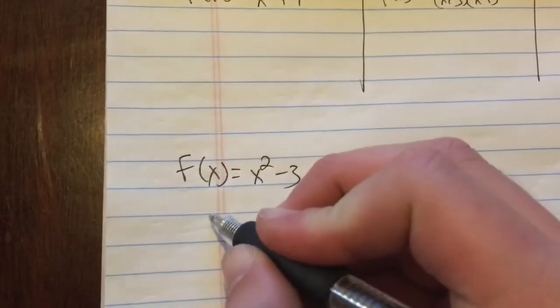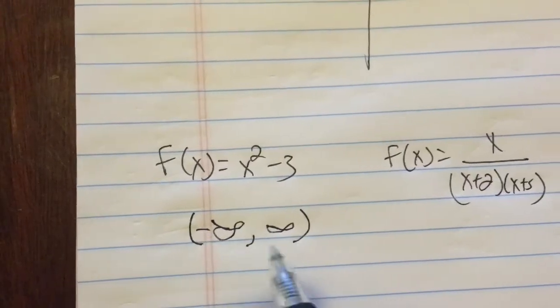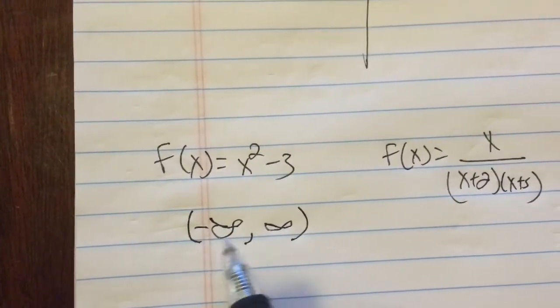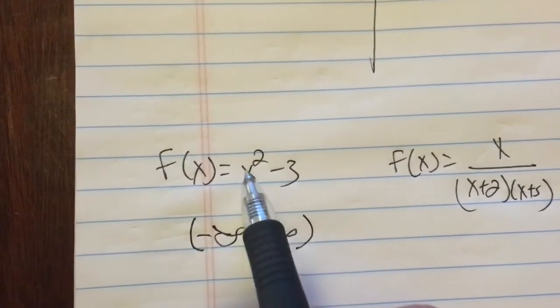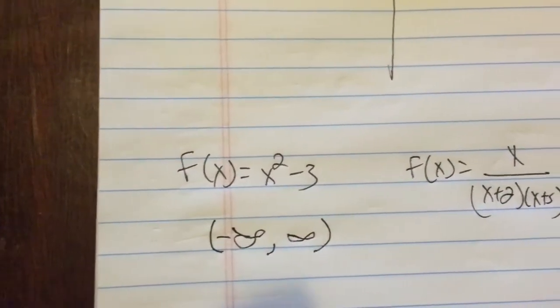And so the way we're going to write that is in parentheses, we're going to say you can go all the way down to negative infinity. Pretend that's an infinity symbol, comma, positive infinity. And this right here is interval notation, and it means that any single number you want, you can plug it in for x, and you will get a valid number for your y value output.